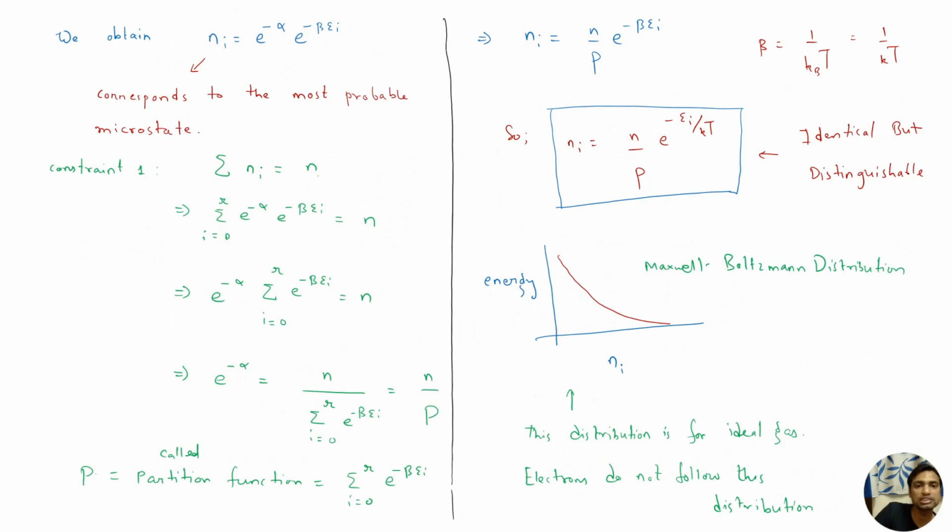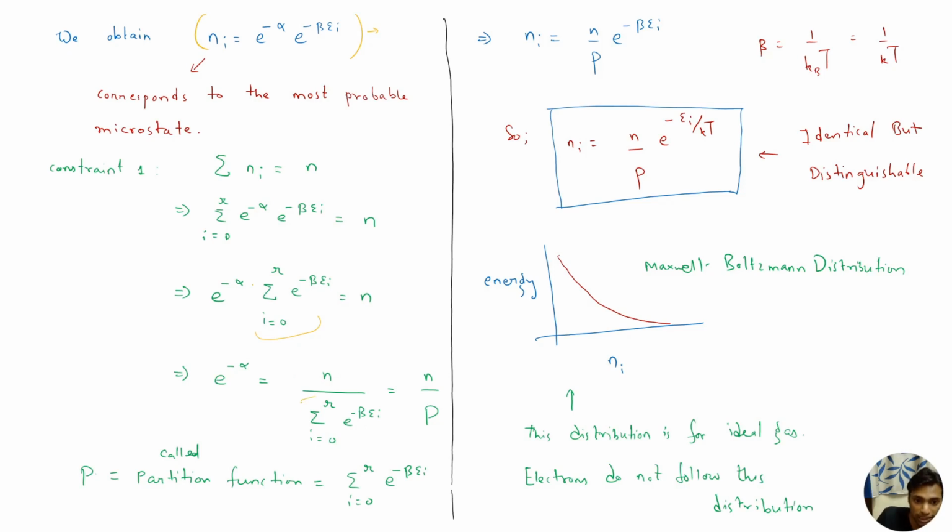So we obtained that this is the distribution. The nature of this distribution is called the Maxwell-Boltzmann distribution. Now we just want to find what these undetermined multipliers are. We have this constraint, that the sum of all the individual energy states should be n. So the sum from i equal to 1 to r of e to the power minus alpha, e to the power minus beta ei. Since alpha is a constant, e to the power minus alpha can come out, and taking the sum to the denominator, e to the power minus alpha is n over the sum from i equal to 1 to r of e to the power minus beta ei.